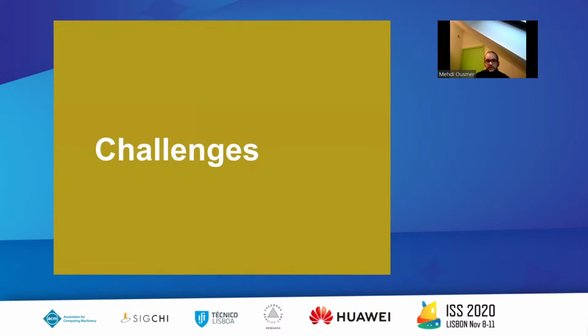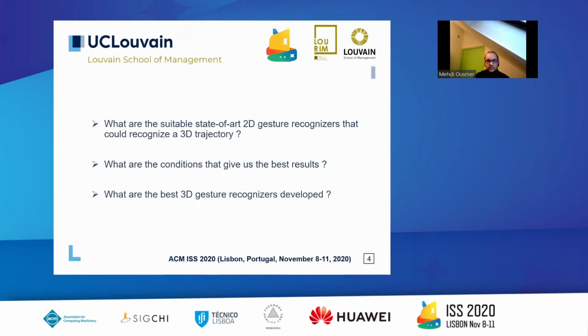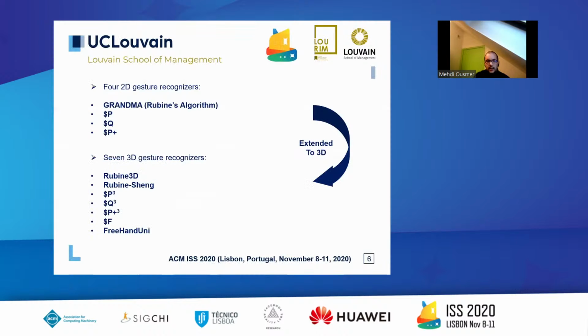For that reason, we raised in this work the question: can we recognize 3D trajectories as 2D multi-stroke gestures? Now I'd like to move to the challenges that we face to answer the question. After conducting a targeted literature review on 2D stroke gesture recognizers, we selected 4 of them, mainly because they are simple as well as well-known recognizers. We cite Rubine's algorithm, $P, $Q, $P+. Next, we extended these recognizers to 3 dimensions and got 7 3D recognizers.